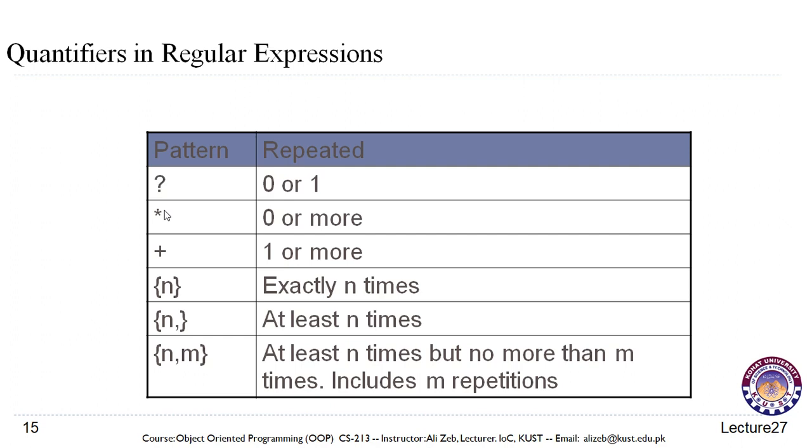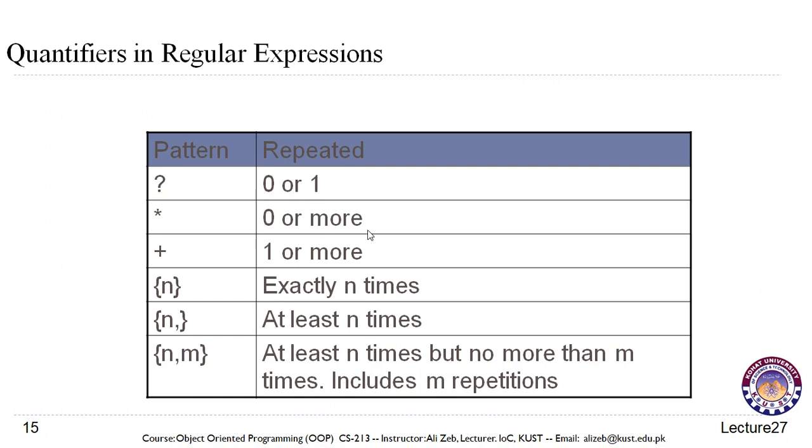We have quantifiers in regular expressions. For example, if an expression is followed by the question mark, then there might be exactly 0 or exactly 1 occurrence of that expression at that position. We will not want more than one occurrence of that expression at that position. We can have 0 occurrences, or at most one occurrence of that expression at that position.